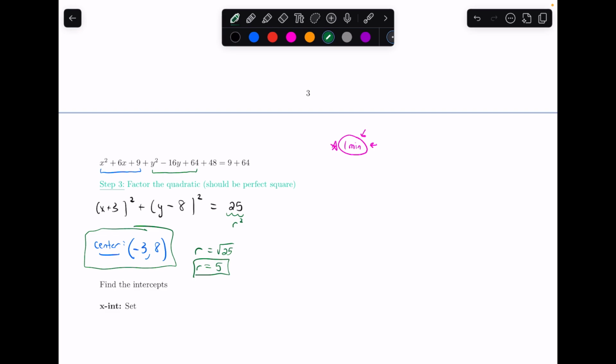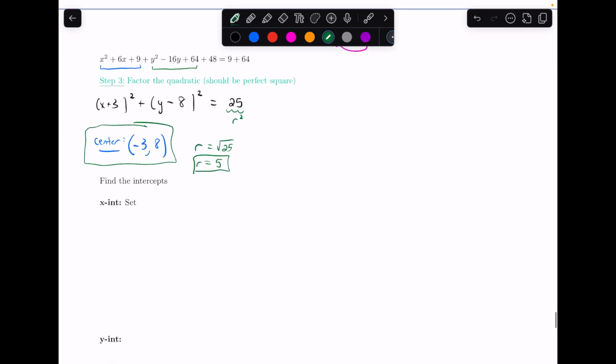Now I want to find the intercepts. Imagine I have a graph, I draw some axes, and now I want to figure out the x-intercepts. Where does it cross the x-axis? Wherever that x-intercept is, there's some x-coordinate, and the y-coordinate is going to be 0. So if I want to find this x-intercept, the y value has got to be 0. So we're going to set our y equal to 0.